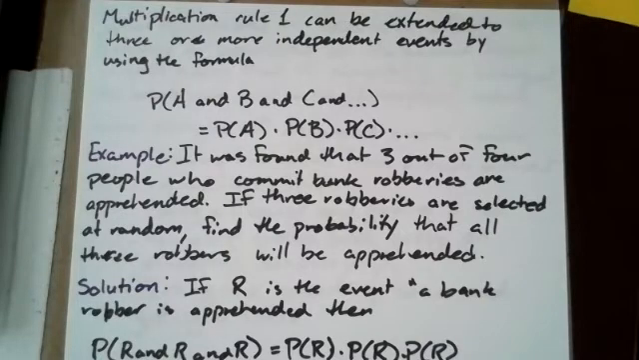The solution is, if R is the event a bank robber is apprehended, then the probability of R and R and R is equal to the probability of R times the probability of R times the probability of R, which is 3/4 times 3/4 times 3/4, which is 27/64, or about 422 thousandths, about 42% of the time.